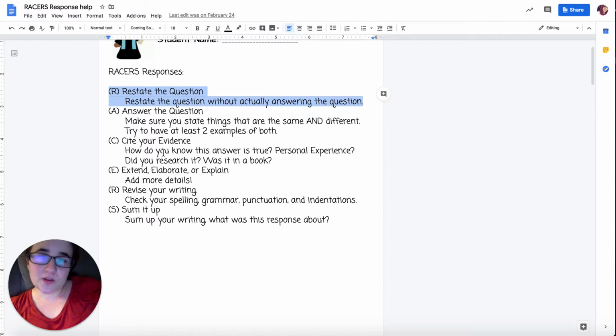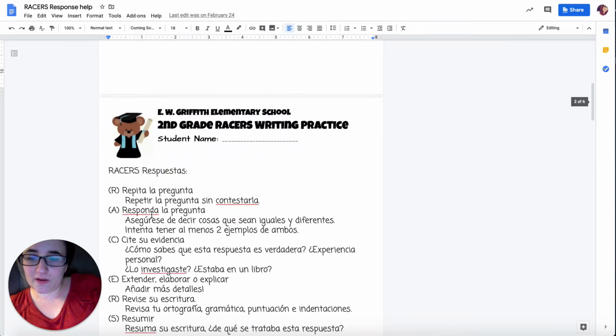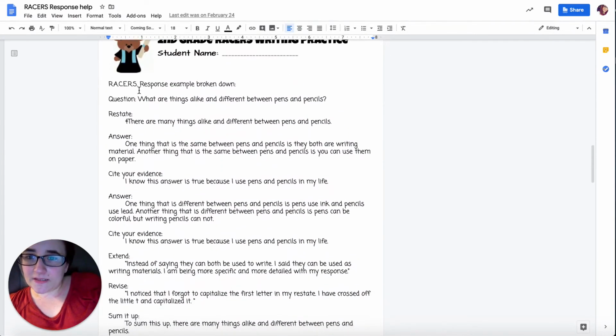When you restate the question, you restate a question without actually answering the question. I know that sounds a little weird. This is our RACERS question that we're going to work with: What are things alike and different between pens and pencils? With RACERS, you are comparing and contrasting two things. The way that I restate it is, there are many things alike and different between pens and pencils.